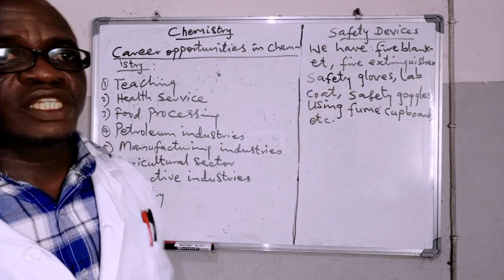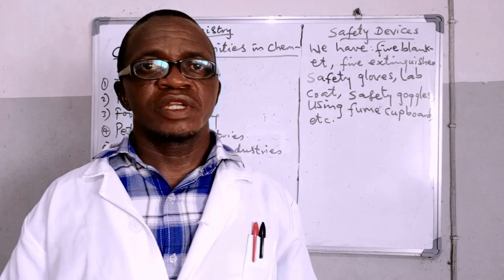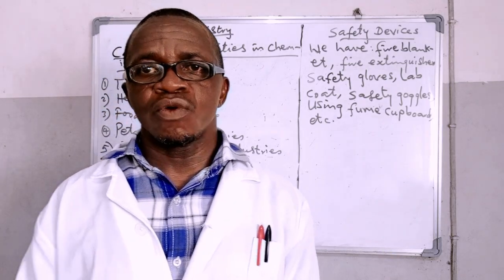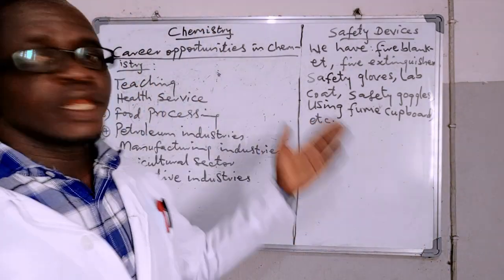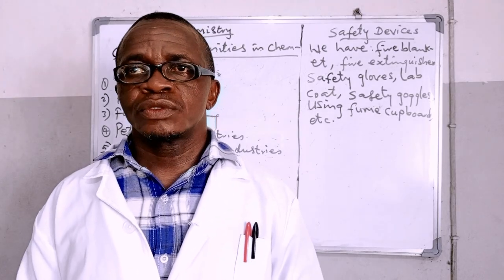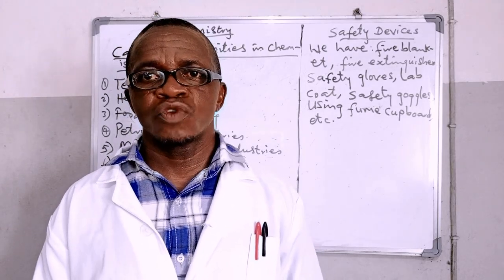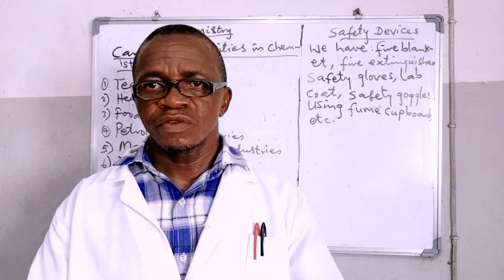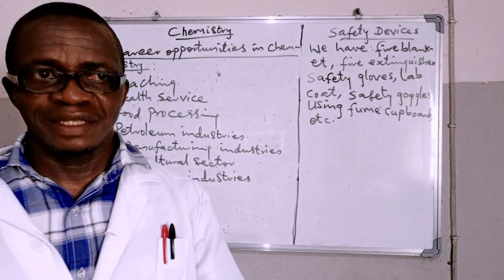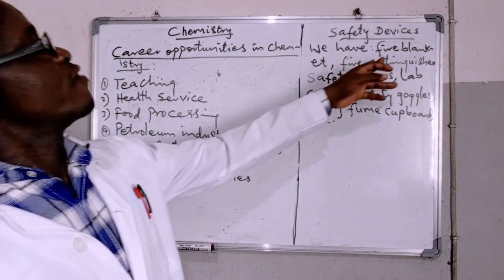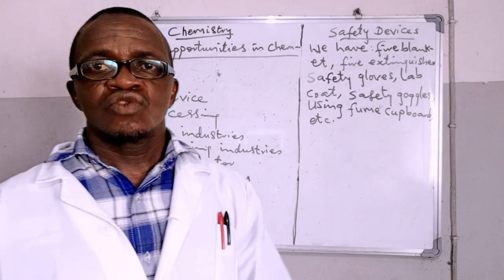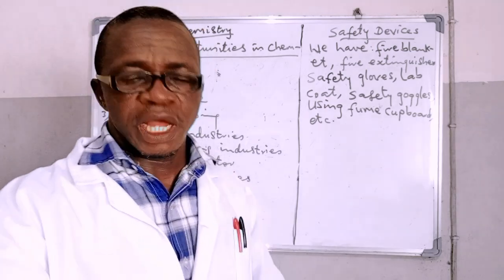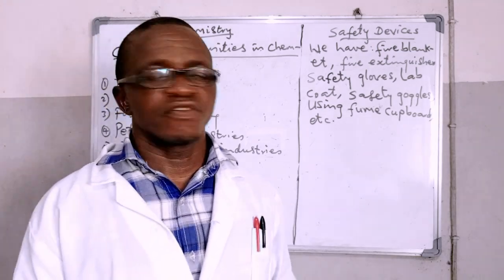Now let's see the safety devices. Having known the function of chemistry, the good part of it and the bad part of it, let's also know that we need to take measures to prevent accidents, to prevent having problems in the lab while trying to find solutions to the existing problems. One, we have fire blankets. We can use it to quench fire. When there's fire burst out, you throw it and cover the fire. The fire will go off.